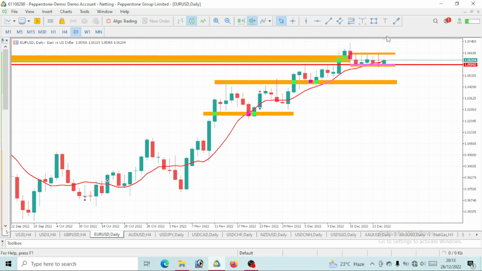Now, take a look at this moving average. You can see price is trading above the 10 period moving average. You're right. We still see this as an uptrend move.